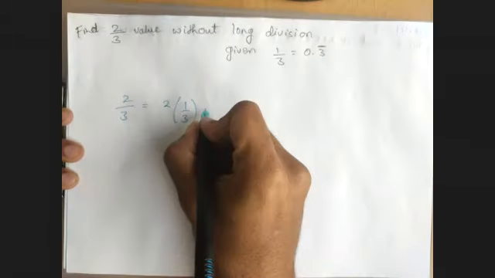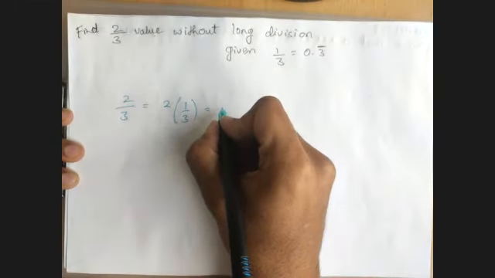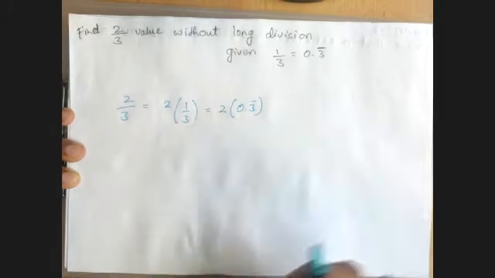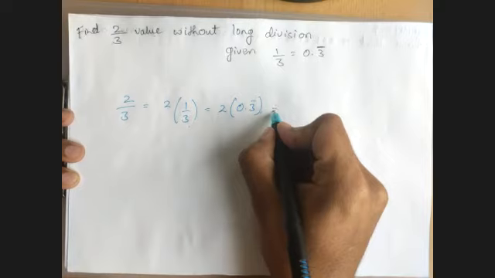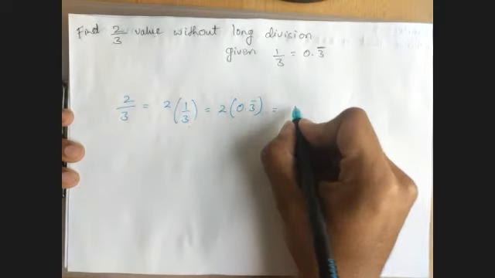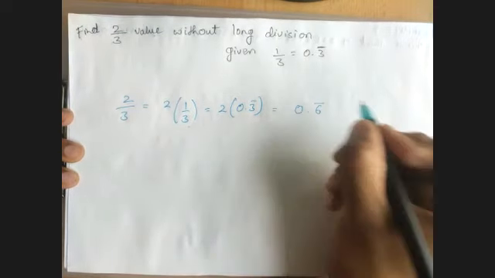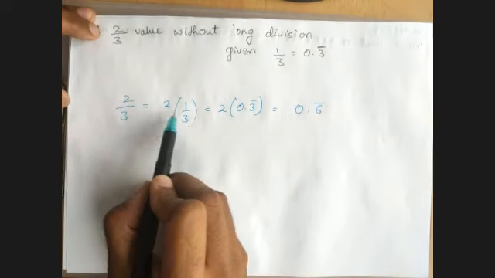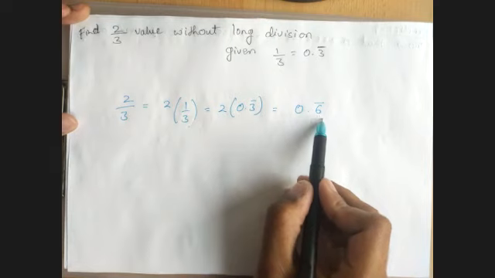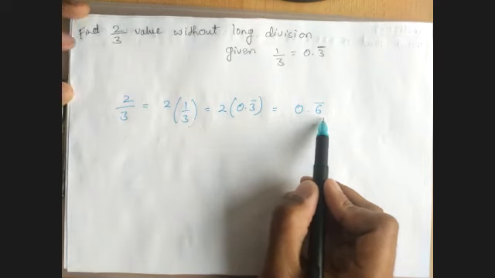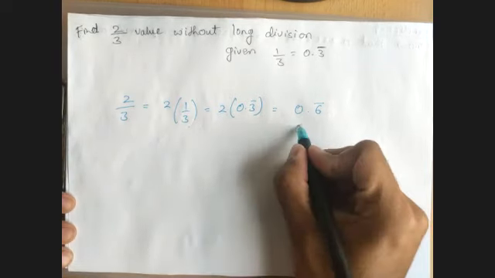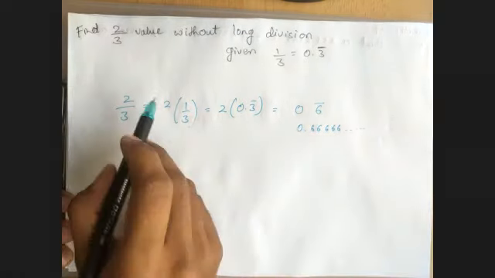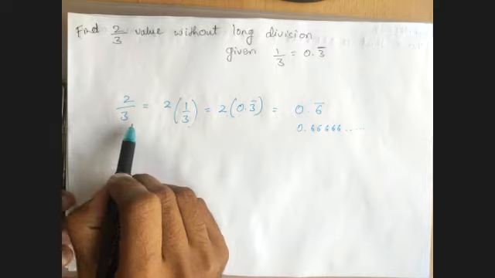So what can we do now? This can also be written as 2 into, he has given the value 0.3 recurring. So if I multiply this, 3 2s are 6. So it is 0.6 recurring. So if we multiply 2 by 1 by 3, it is again a recurring digit. That means 6 is recurring. This is 0.66666, it goes on recurring. If I divide 2 by 3, you can check this by long division method.